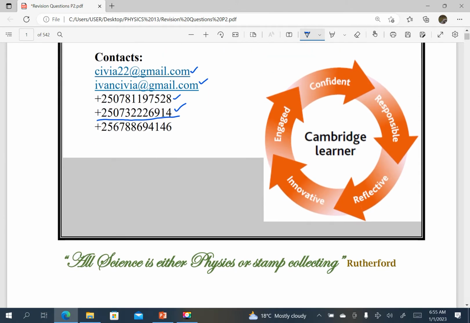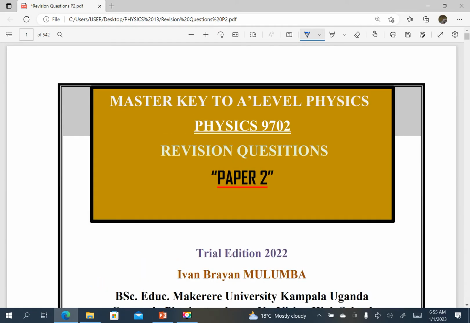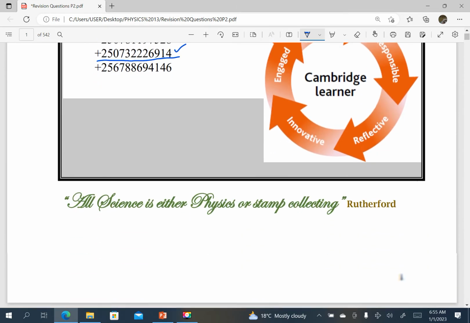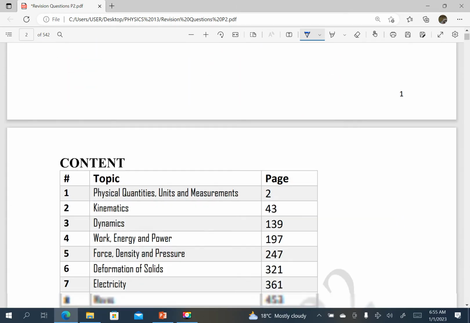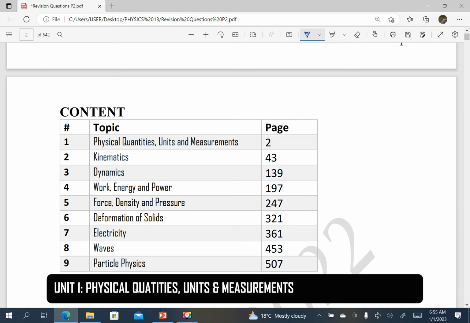Remember, this is a Cambridge curriculum. It may not exactly match the national curriculum of your country, so you must be doing Cambridge. But of course, physics is physics. Some of the topics overlap in all the curricula. So today we are going to look at waves.